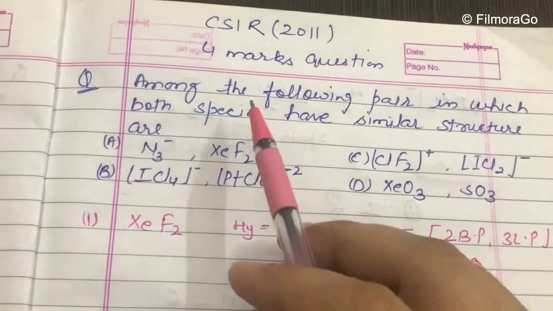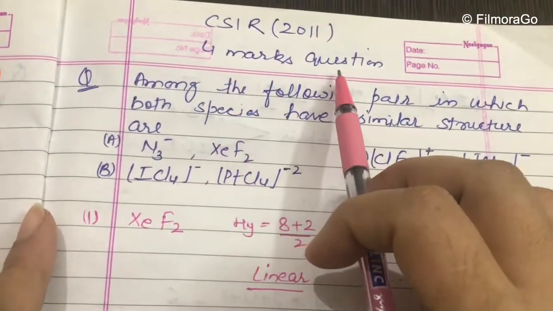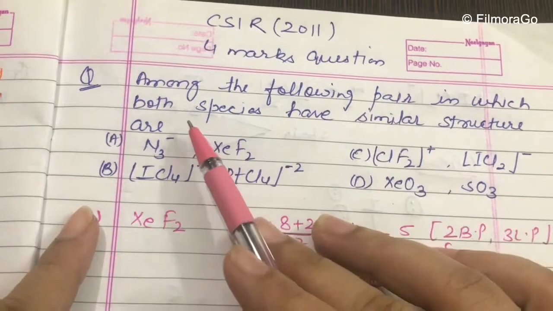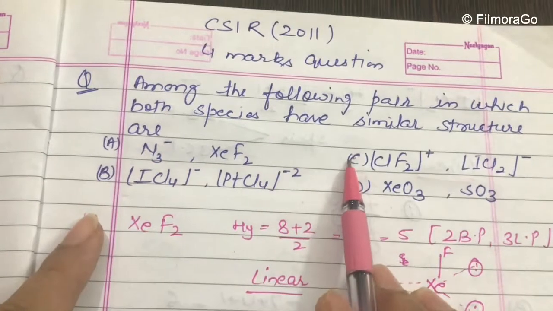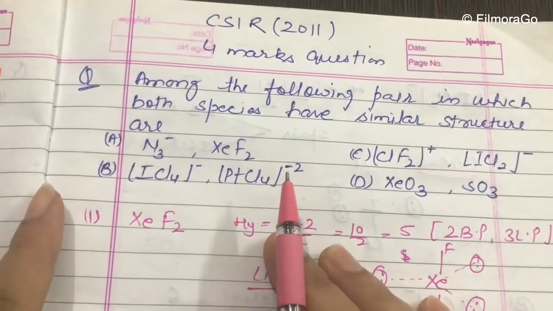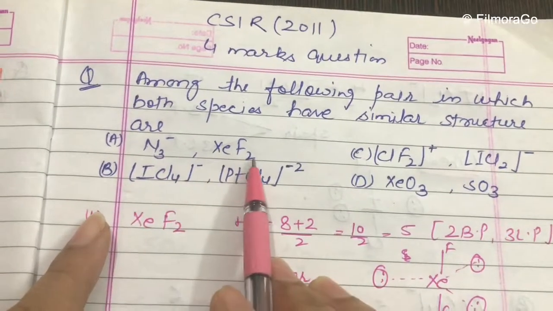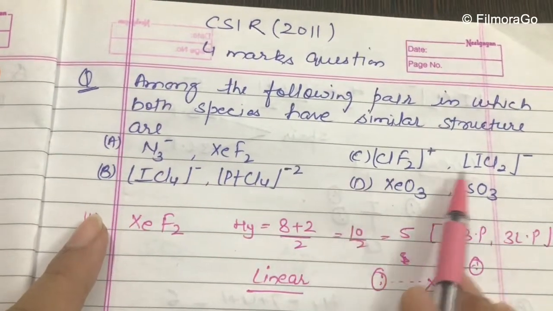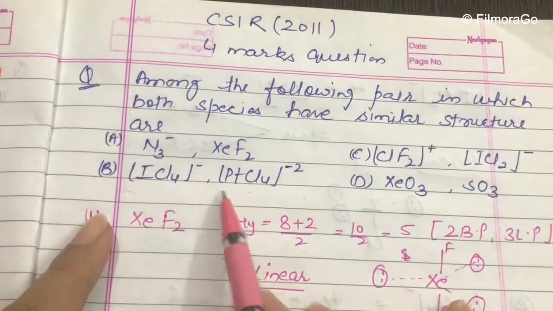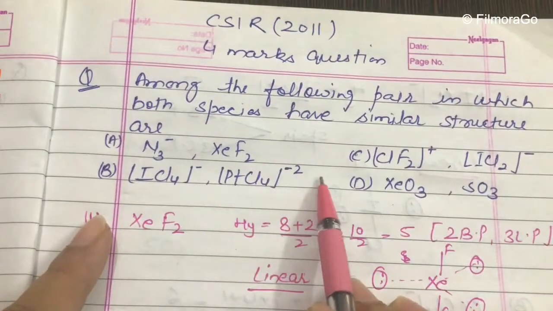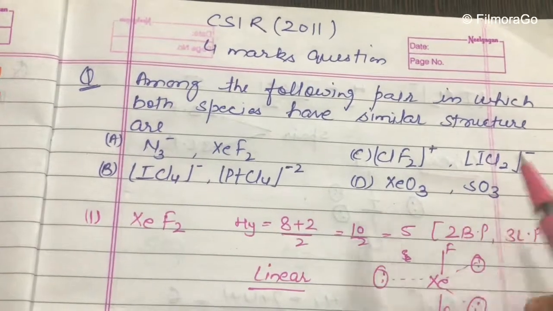This is a question based on hybridization and shape of molecule, CSIR 2011, a 4 marks question. Among the following pairs, in which both species have similar structure? We have been given 4 options, and we have to find out which species have the similar structure. The pairs are: N3 negative and XeF2; ClF2 and ICl2 negative; ICl4 negative and platinum tetrachloride 2 negative; xenon trioxide and sulfur trioxide. Now this is a simple compound.